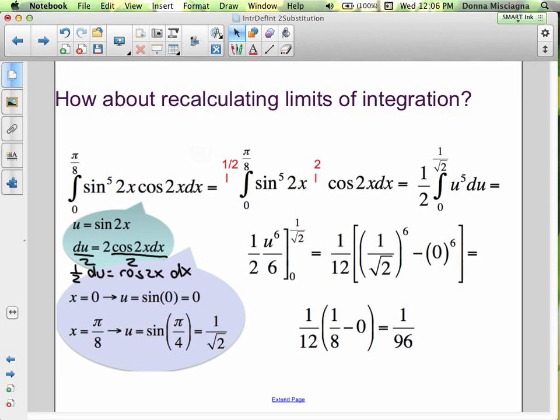Now, notice those limits are different, right? They're not the same. So what you have to do is rewrite it in terms of u. You're going to use your u and plug these values into this u expression. And whatever you get, that's your new limits. All right, so if we plug in a 0 here, we'd have sine 0, so that stays 0. If we plug in pi eighths, 2 times pi eighths is going to give us pi fourths. Right? And so pi fourths, that is that.